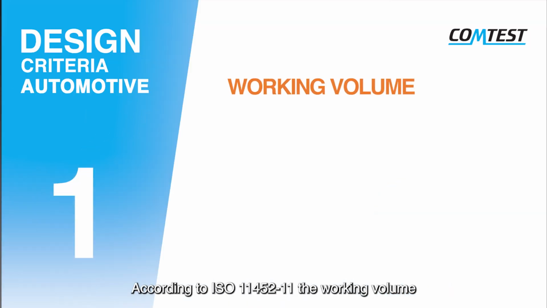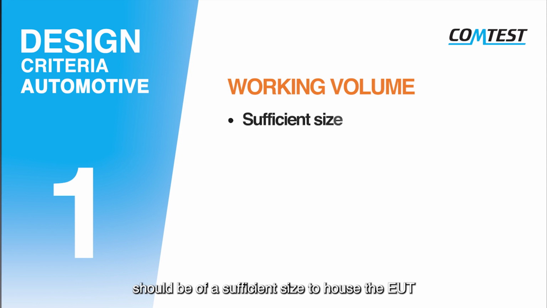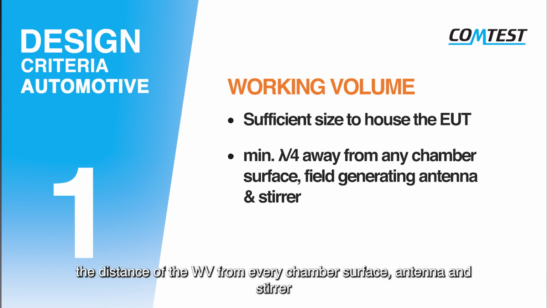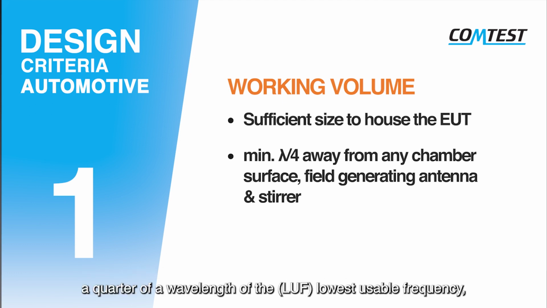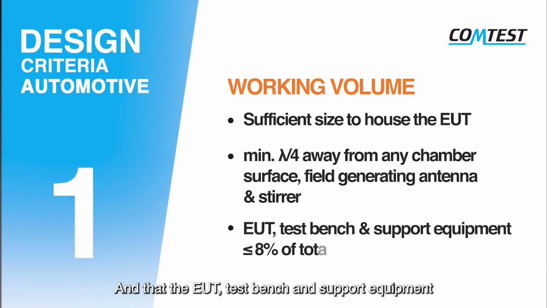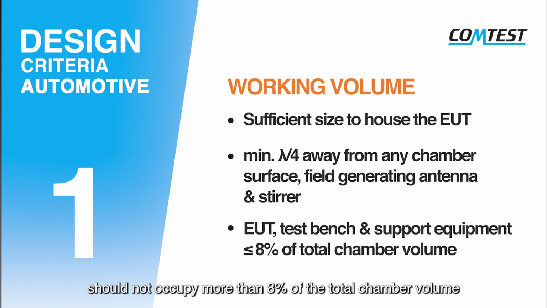According to ISO 11452-11, the working volume should be of a sufficient size to house the EUT. The distance of the working volume from every chamber surface, antenna, and stirrer shall be at least a quarter of a wavelength of the lowest usable frequency, in our case 200 MHz, and the EUT, test bench, and support equipment should not occupy more than 8% of the total chamber volume.